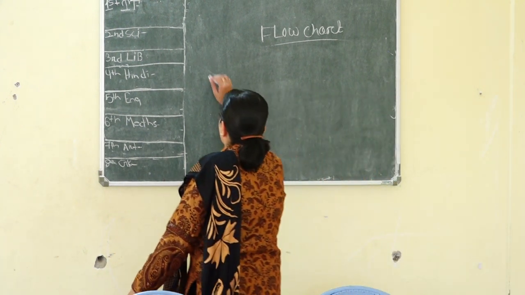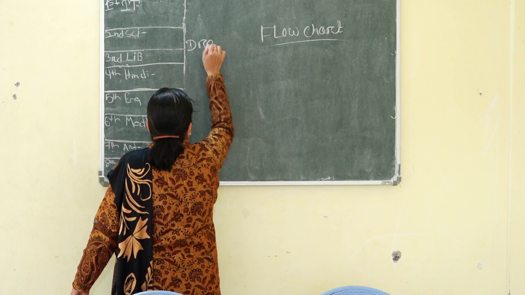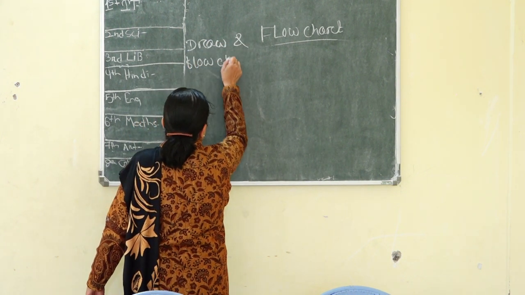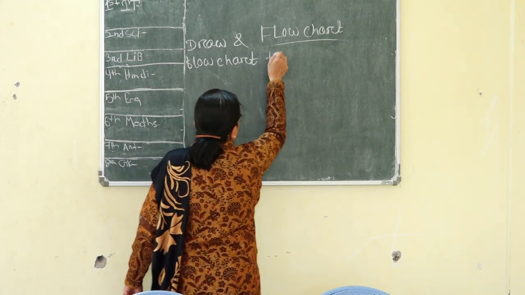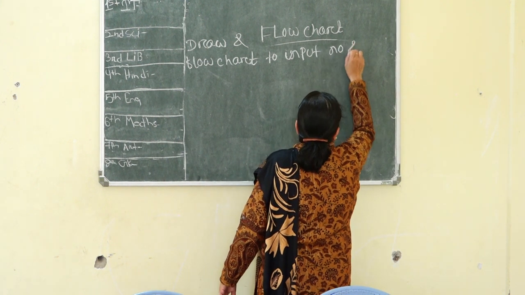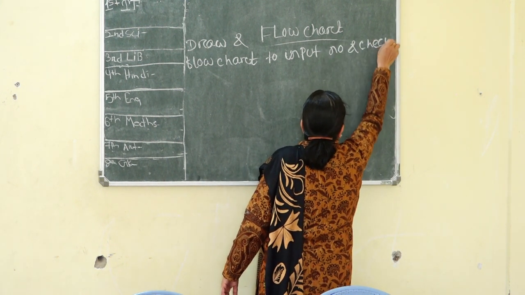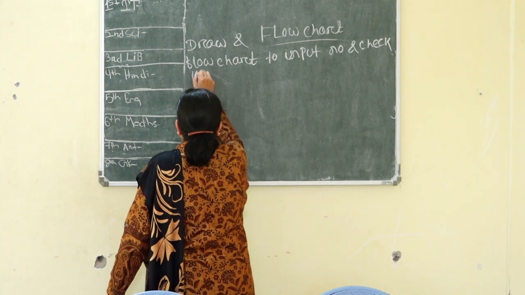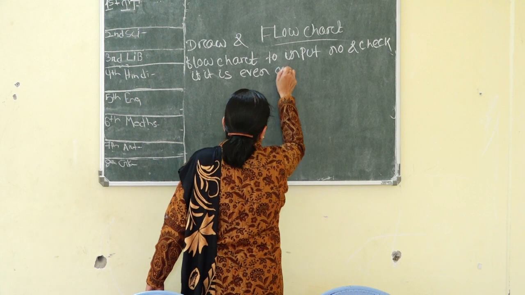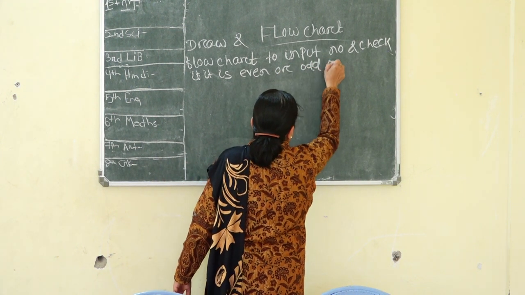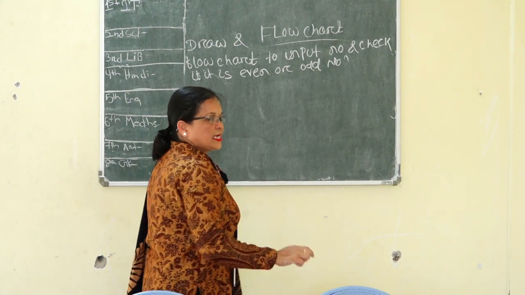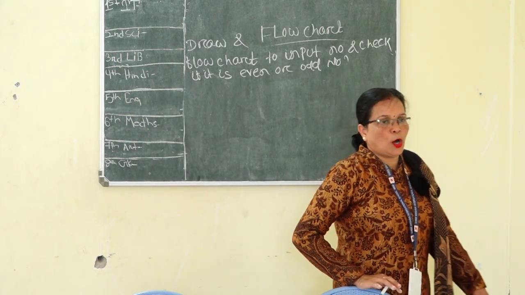Next question is, draw a flowchart to input a number and check whether it is an even or odd number. Listen carefully. Even number and odd number.